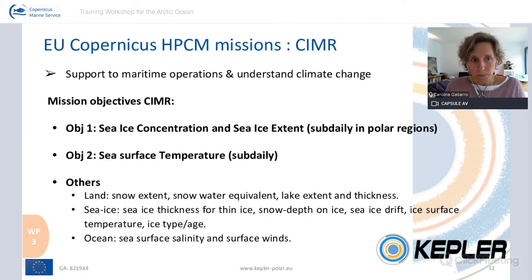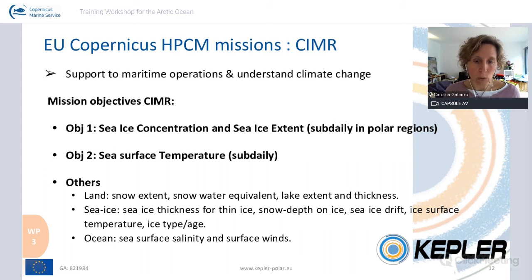SIMAR, the first, will serve for support maritime operations and also for climate change. And the first objective is to measure sea ice concentration and sea ice extent with a good temporal resolution and also spatial resolution. The second objective is sea surface temperature, and other objectives are on land snow extent, water equivalent, lake extent, and thickness. For sea ice, it will permit to measure sea ice thickness only when the thickness is thin, thanks to the L band.